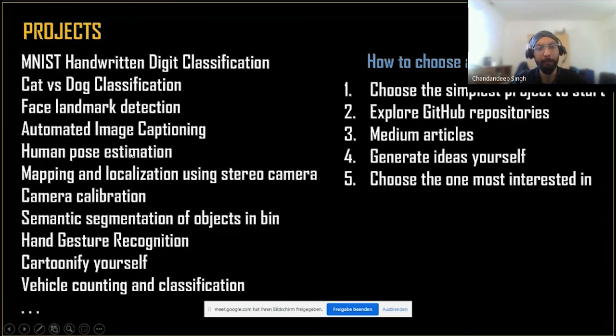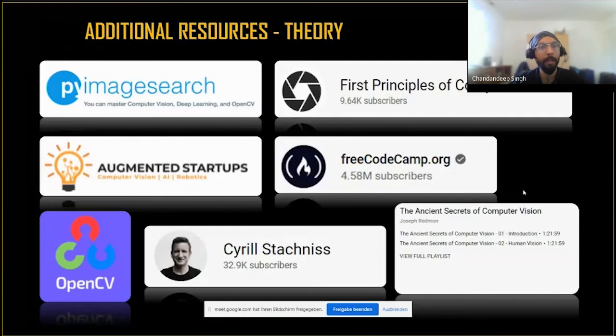Otherwise, if you randomly select, let's say, human pose estimation and you get stuck, or your accuracy is not enough, then you might lose motivation. So this is another thing that you can consider. Of course, you can also Google search your projects. So there are two primary ideas: choosing a very simple project in the beginning, and choosing the project you're most interested in. So choose a project you're interested in that is simple enough as well.